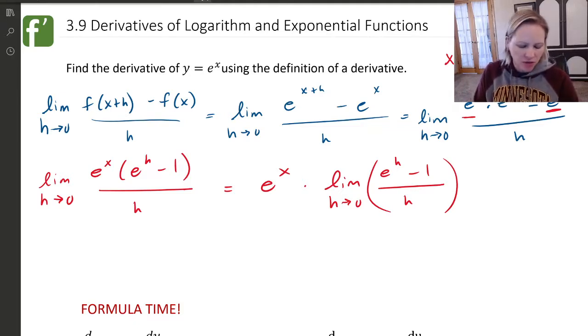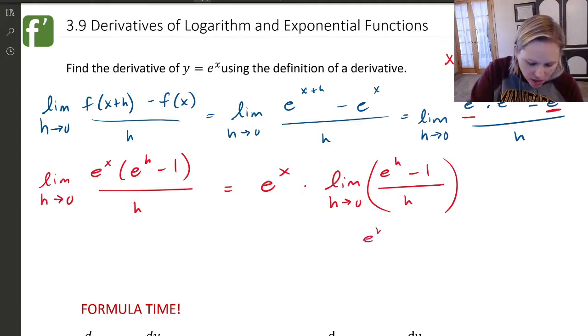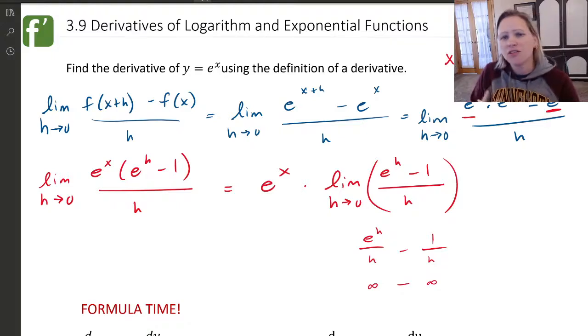So now I've got this function here, this e to the h minus 1, and there's really no good way to evaluate this, because no matter what I do, I get 0 over 0. If I try to split it up and do e to the h over h minus 1 over h, I actually get infinity over infinity, or minus infinity, which is another indeterminate form. And that's another video for another day, where I'm going to walk you through all the indeterminate forms so we can see what those are and where they come from.